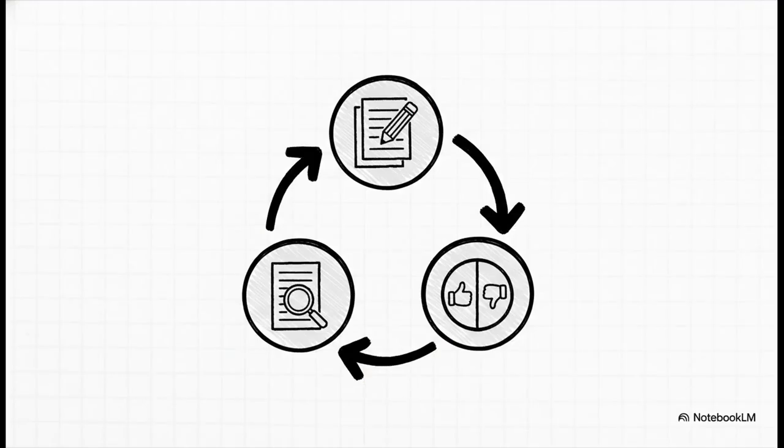First up is loops, or cycles. Because the graph can send the flow from a later step back to an earlier one, an agent can iterate. It can, say, write a first draft of an email, then have another node check it for tone. And if it's not right, it can loop back to the writing node to try again. It can keep doing this until the work is perfect.